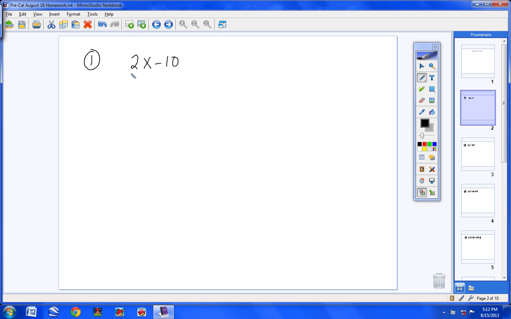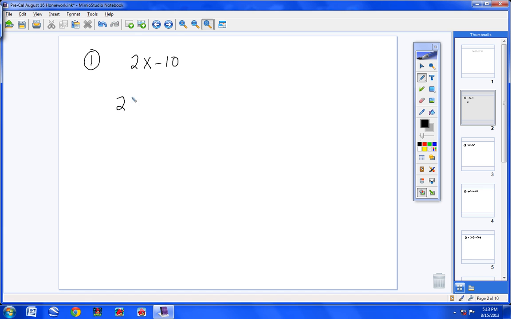All right, let's start off with number 1. Numbers 1, 3, 5, and 7 are factoring out the common factor. So when I look at these two terms here, I look at the first term and I have a 2x, the second term is a 10. The first thing we do is we ask ourselves, coefficient of 2 and a constant term of 10. What's the biggest number that goes into both of those?